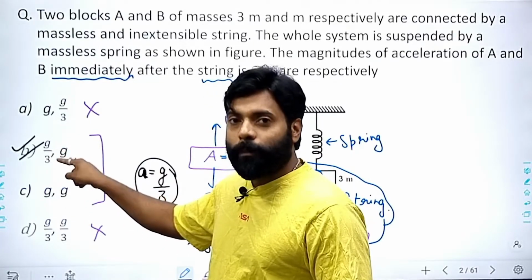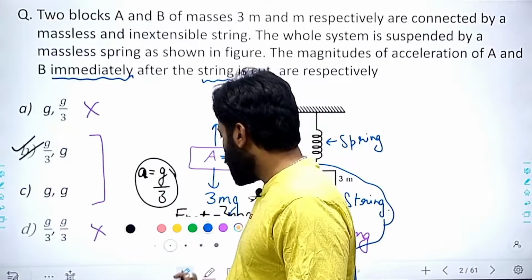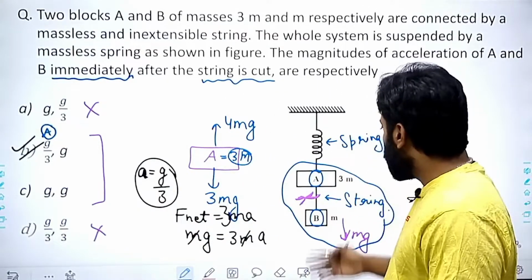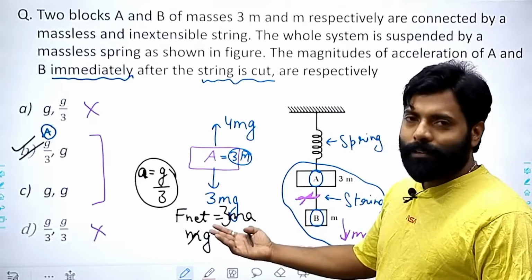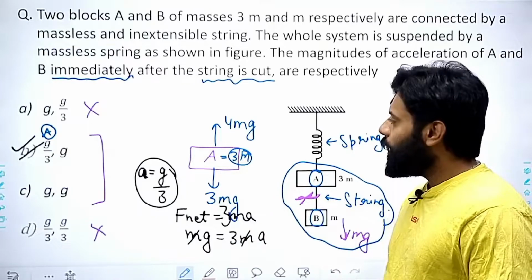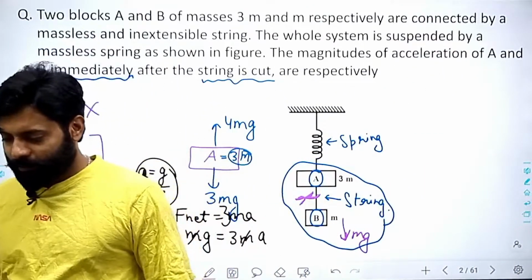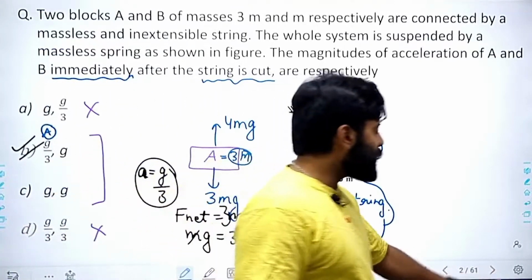First option is g by 3, because we have to calculate the acceleration of A. And when I'm talking about A, the mass of A is 3m, right? So if I'm taking the risk, then I'll mark the B only. But no problem, we know how to solve it. I hope that this thing is clear. Is this clear, my dear? Let's move to the next question.